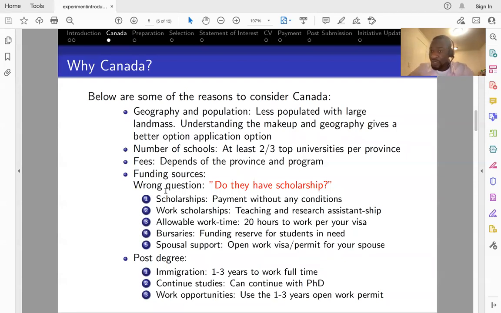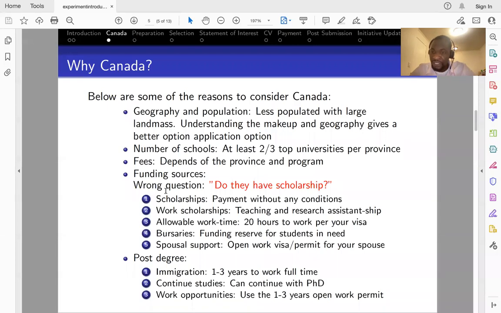So bursaries are there to support as well. Then there's also spousal support. If you are married and you are coming to Canada, you can come on a student visa, but at the same time, you can apply for what we call an open work permit, where your spouse will come with you and is allowed to work as many hours as they want. So he or she will be working to assist you whilst you are in the program studying. So that's another source of funding.